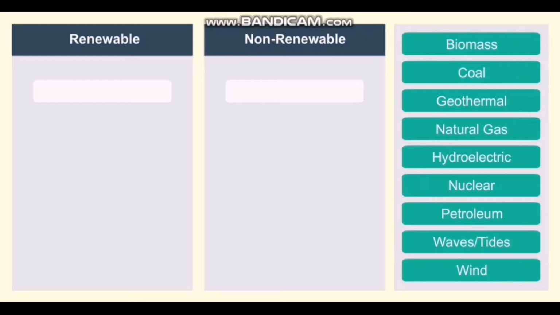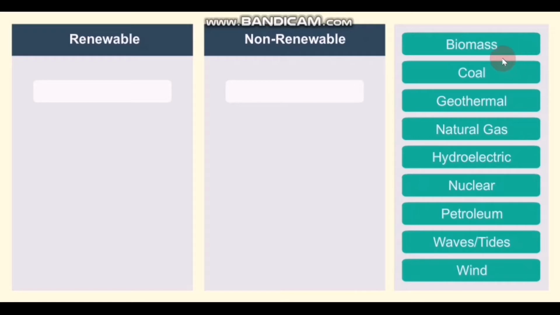Renewable energy refers to a source which is constantly being replenished as we use it, while a non-renewable energy source is a source which cannot be replenished when it has been used up. Meaning once it is finished, it vanishes forever. Okay? So let's take a look at this table.